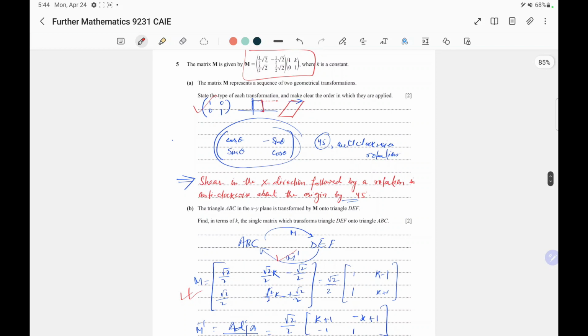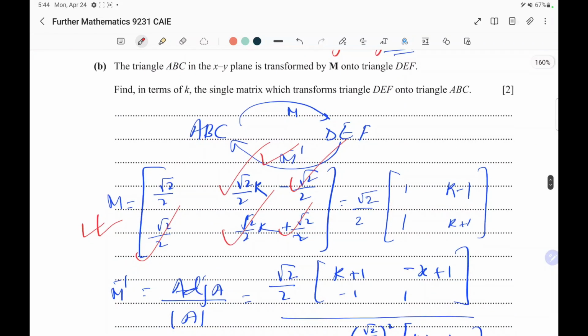Now this times 1 and then this times 0, which I have not written. Now 1 over 2 root 2 times k, which is 1 over root 2 times k, and now minus 1 over 2 root 2 times 1. Then 1 over 2 root 2 times 1, so 1 over root 2 times 1, which is 1 over root 2, and 1 over 2 root 2 times 0, which I have not written. 1 over 2 root 2 times k, and 1 over 2 root 2 times 1, which is 1 over 2 root 2.